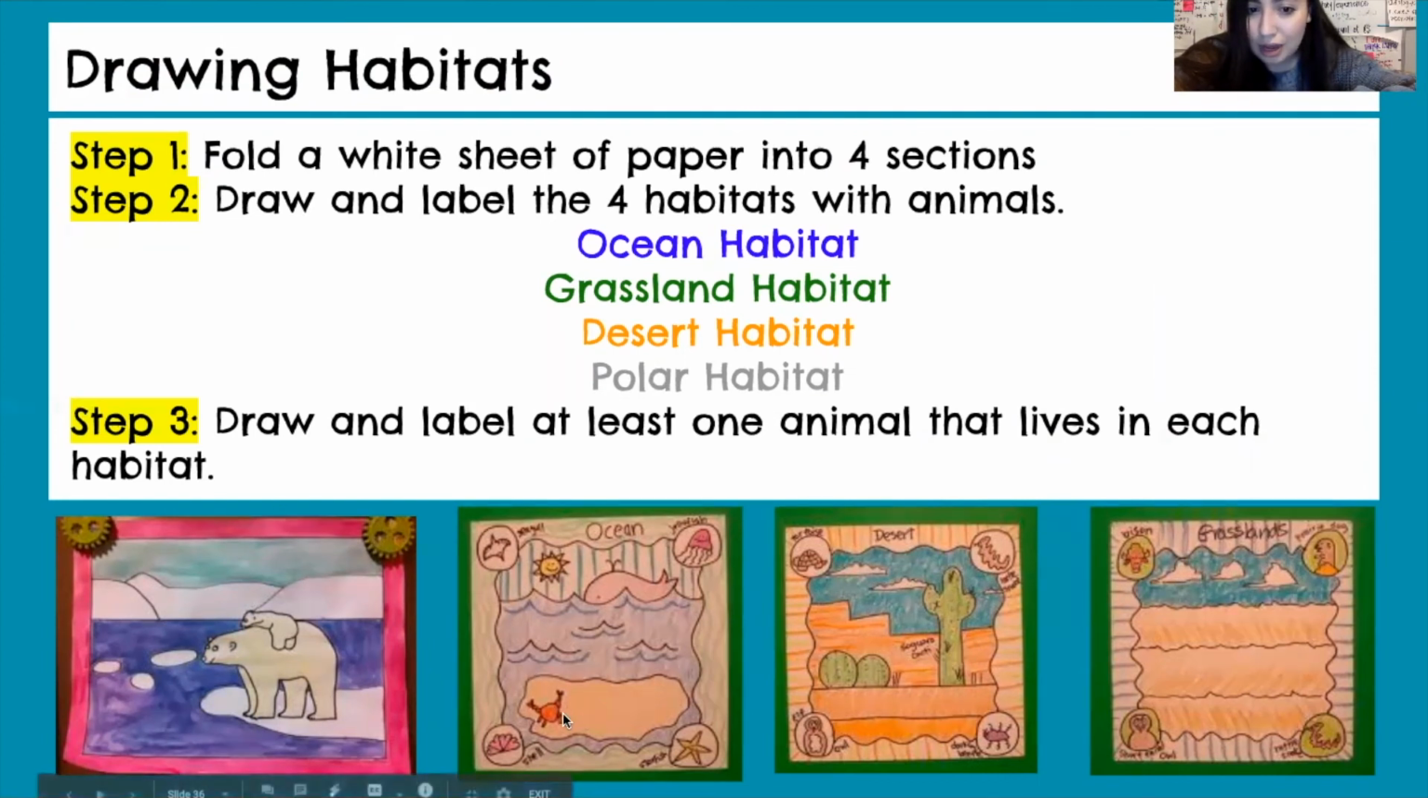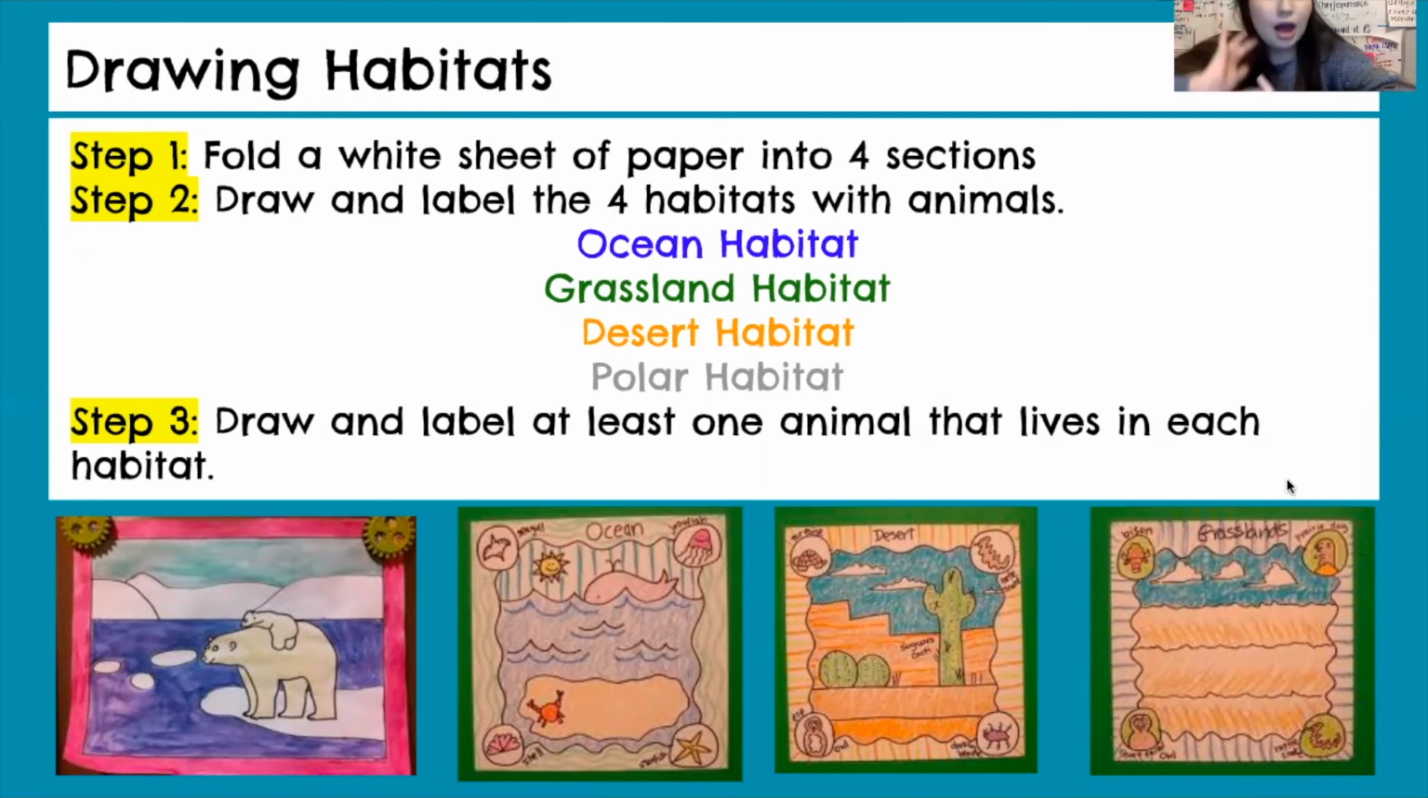And in this ocean habitat, oh my God, I see 1, 2, 3, 4, 5, 6 animals. They put 6 animals in the ocean habitat. In the desert habitat, they drew 1, 2, 3, 4 animals. And for the grassland habitat, there's also 4 animals. So you can draw a picture of these habitats and draw the animals that live there.